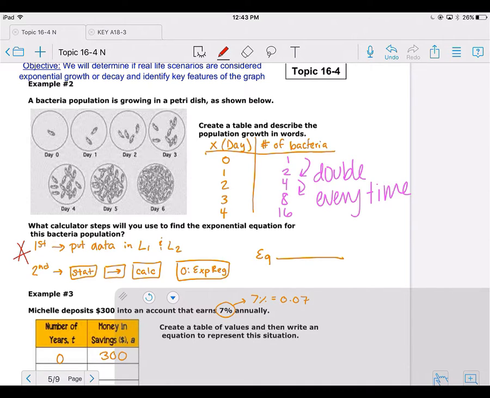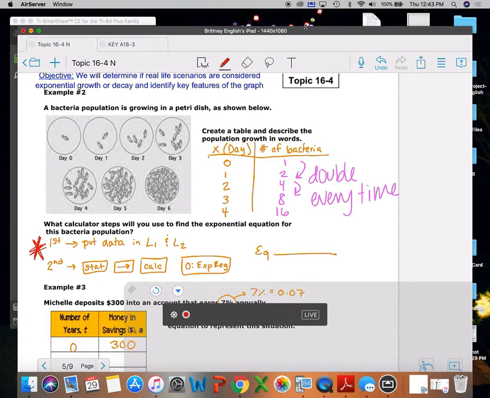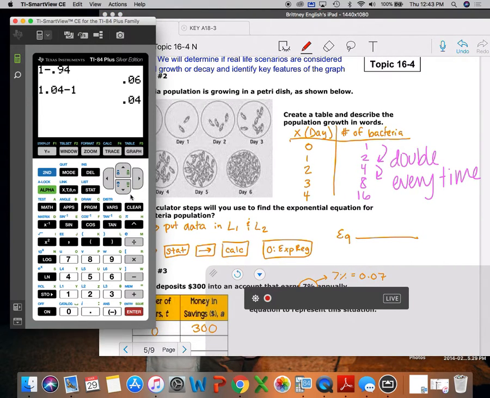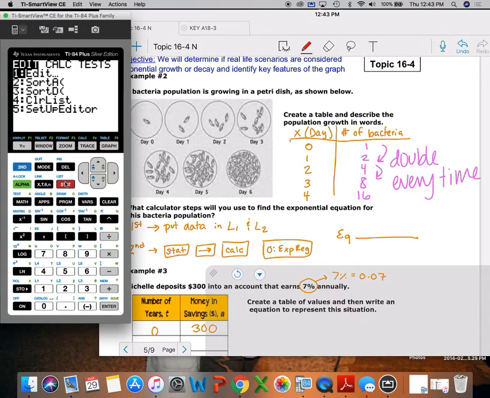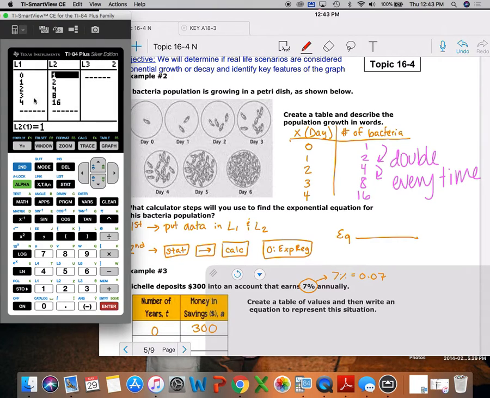Now we're going to follow these steps right here. This is a little star, not an A. We're going to follow these steps to find the exponential equation for this population. So I'm going to follow the steps that they've given me, and what I'm going to do is click Stat, Enter, and I'm going to enter all of the data that I have. So my X's go in L1, and my Y's, the number of bacteria, go in L2. If you need to do this, you can pause the video right now to put these in.